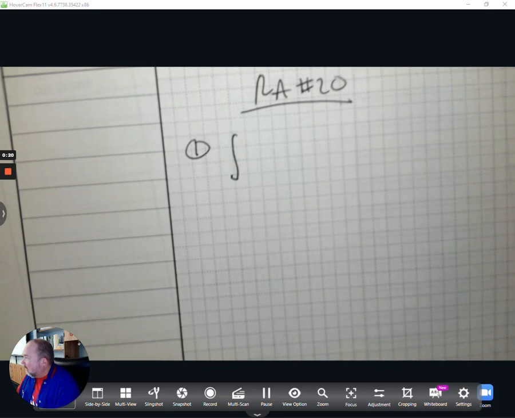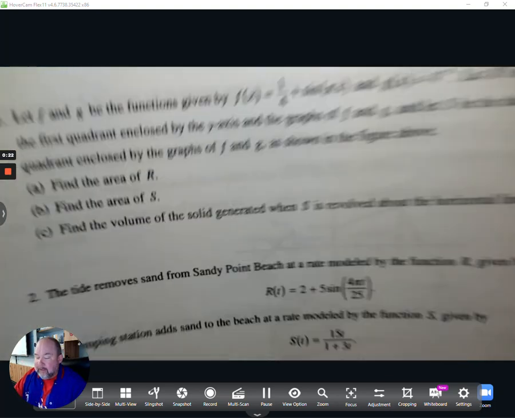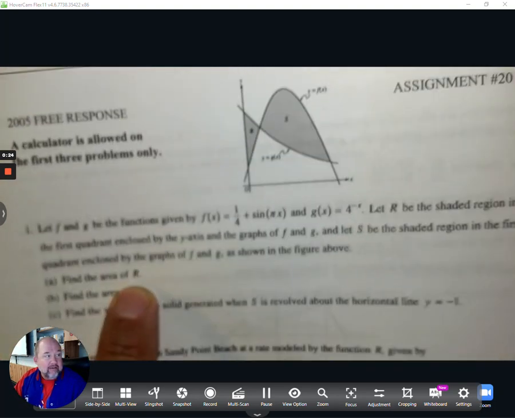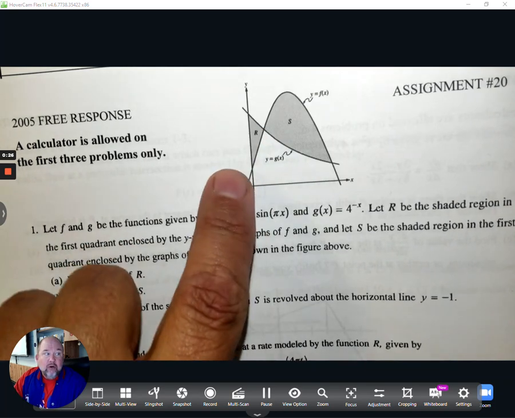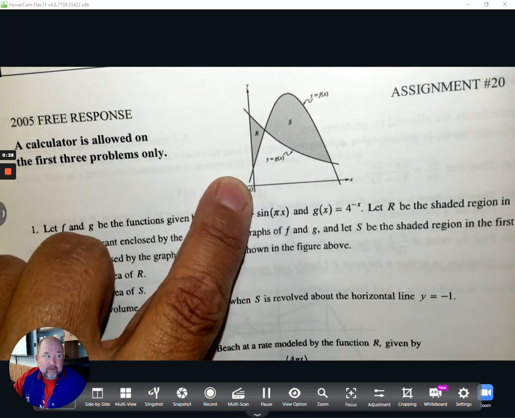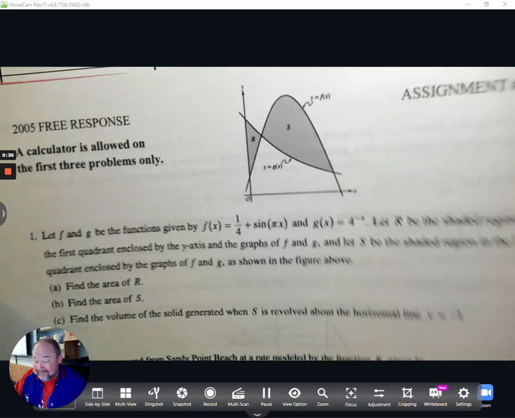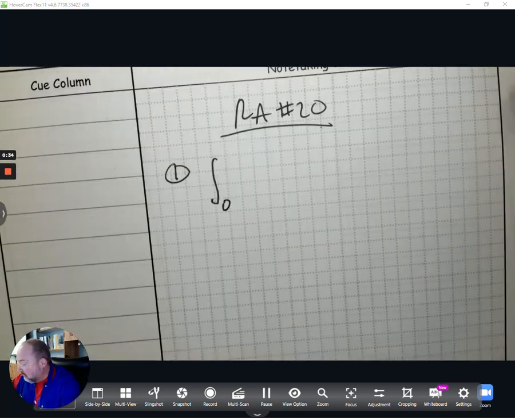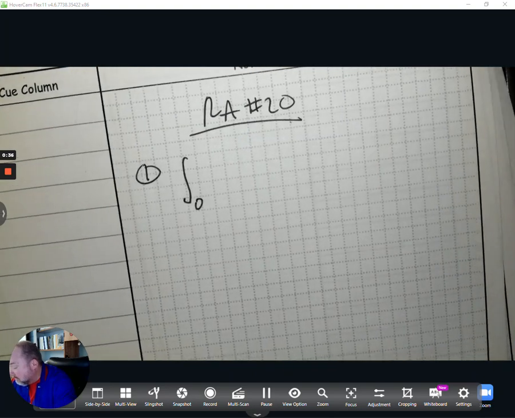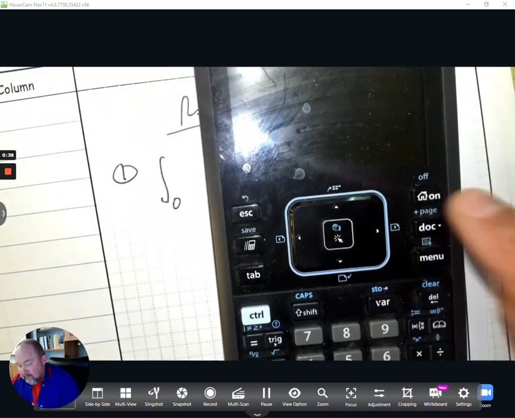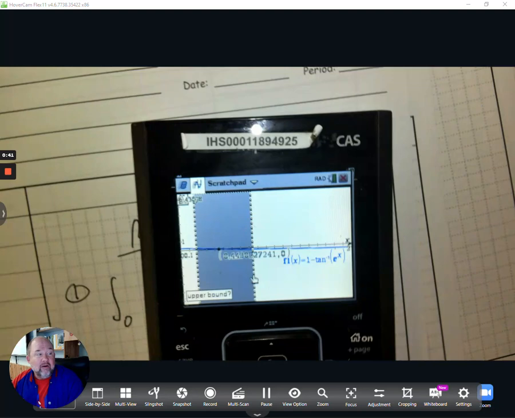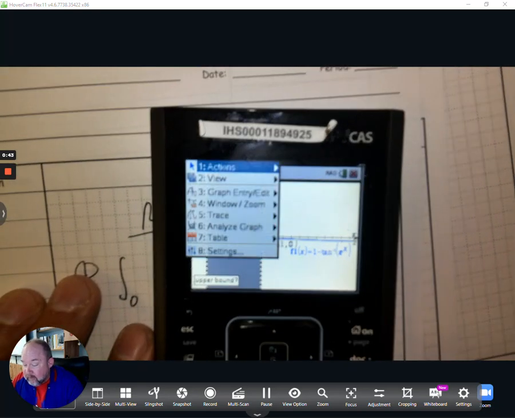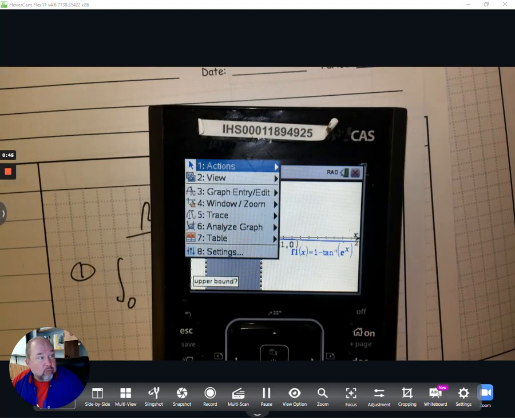I look back on the graph and I go, okay, which area am I looking for? It says area R. So R goes from what x value? 0 to which one? I don't know. So I need to know where the two equations cross, right? So we're going to use our calculator and we're going to see. If you don't have your calculator, like I asked you to bring it, then you can use Desmos or just watch.